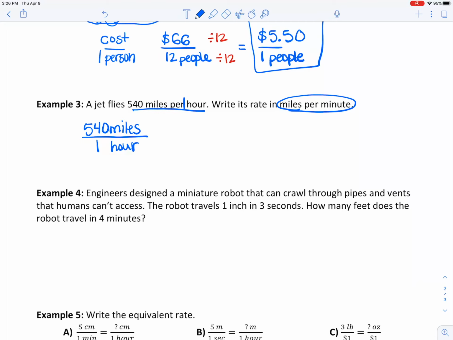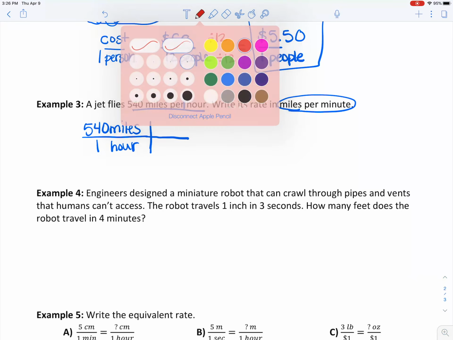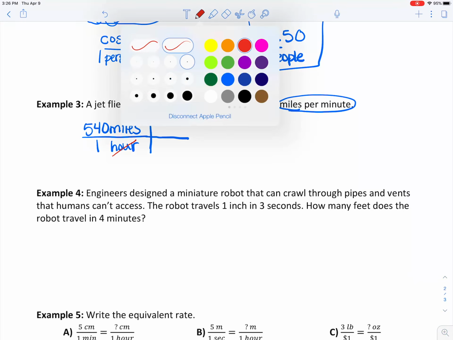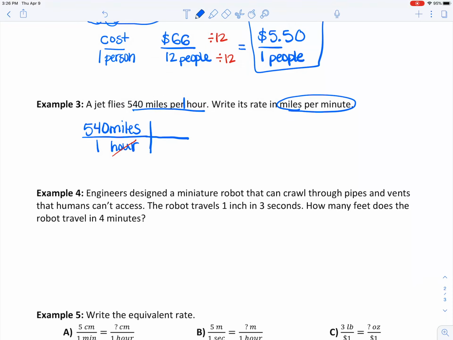So miles is still going to be on the top, but I need to change the bottom into minutes. I'm going to show you a clever trick here, and this is very helpful when you get to science classes too, because you can figure out what math to do by manipulating the units. So what I really need is this hour to cancel. I need to be able to cross it out. How can I cross that out? I do know that 1 hour is equal to 60 minutes.